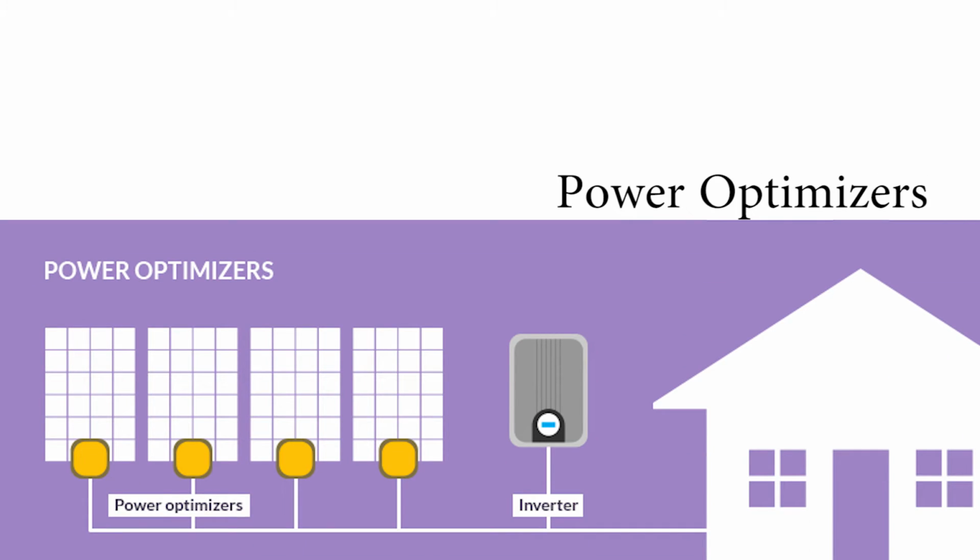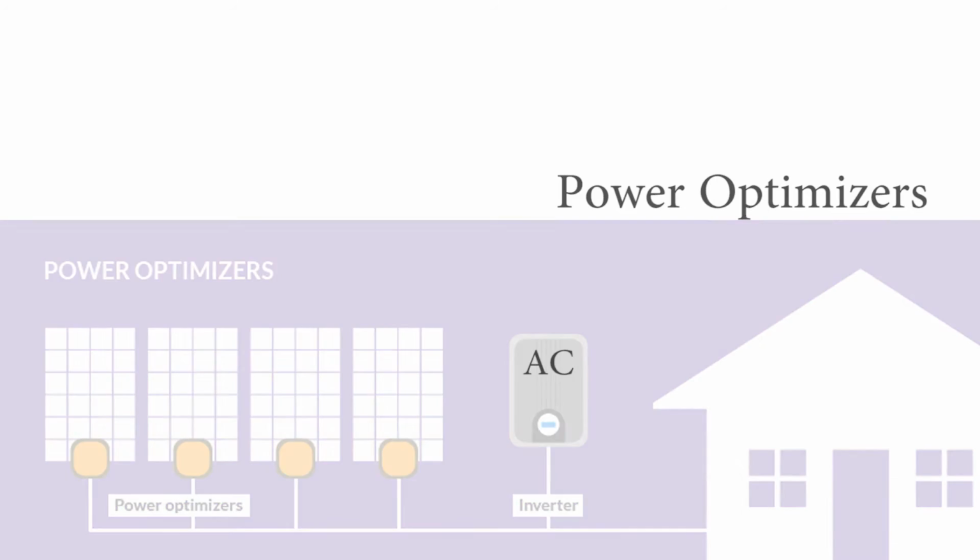Power optimizers are the best of both worlds. Similar to microinverters, power optimizers are installed at each individual panel, but instead of converting DC into AC on the roof, it is carried down to a string inverter where the conversion to AC occurs. Similar to microinverters, you are still able to monitor the performance of each panel, but at a more affordable price.